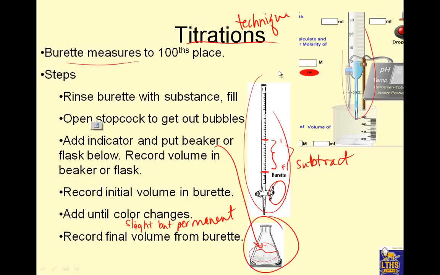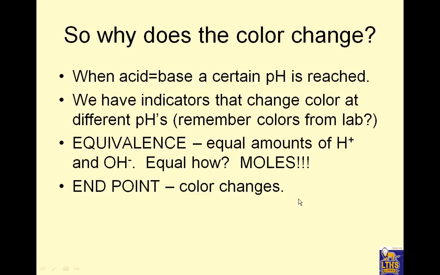So titration is a technique. And what's it going to tell us? Why does the color change? Well, when the acid equals the base, a certain pH is reached. We have indicators that change color at different pHs, so there were a lot of colors from that indicator lab. Equivalence is when the H+ equals the OH-. Why? Because that makes water.